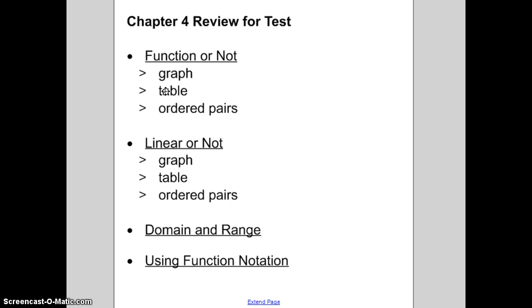Okay, Algebra, we're going to study for your Chapter 4 test. It's going to include telling if something is a function or not, telling if it's linear or not, questions about domain and range, and using function notation. So let's go ahead and get through it.